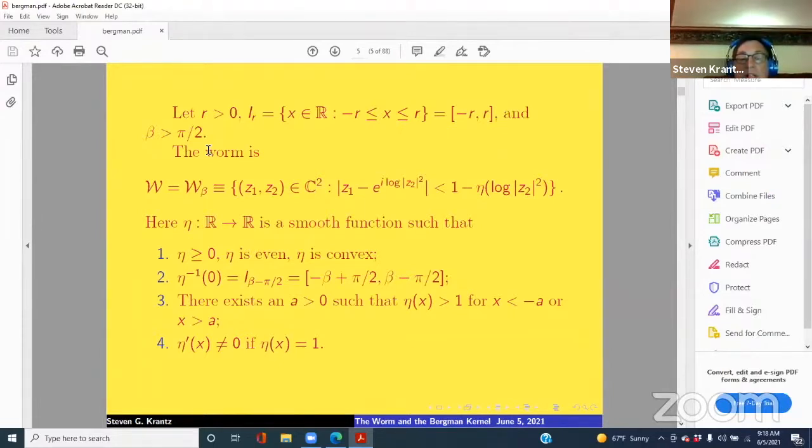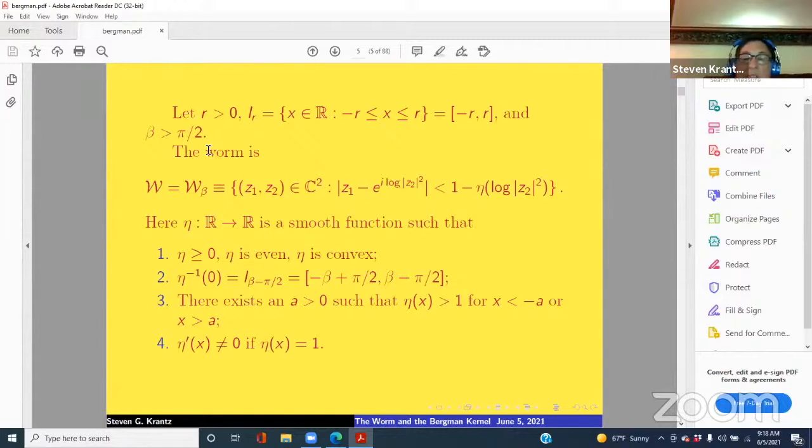Now here eta is a function whose graph looks like a cup. It's non-negative, it's even, it's convex. It takes the value 0 on an interval centered at the origin. There is a positive number a so that eta(x) is bigger than 1 when the absolute value of x is greater than a, and eta prime is not 0 when eta(x) equals 1. So the graph looks like a cup with a flat bottom.